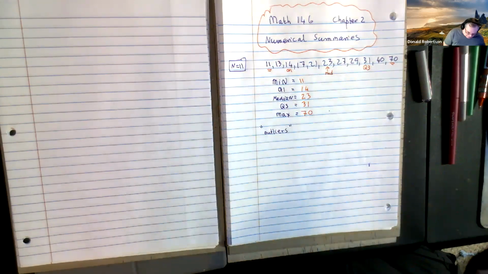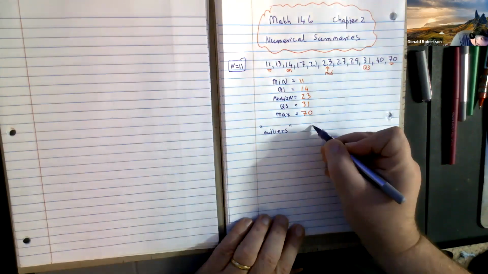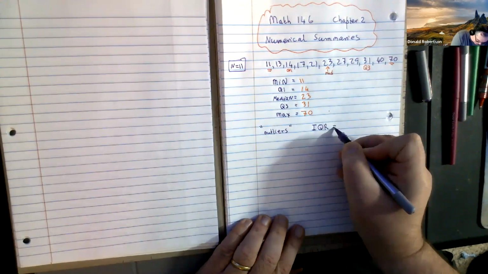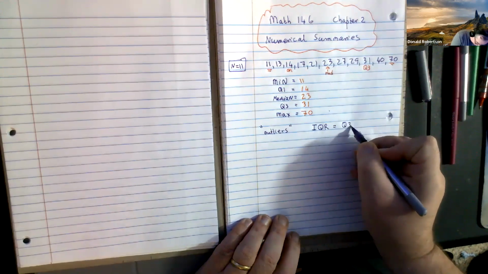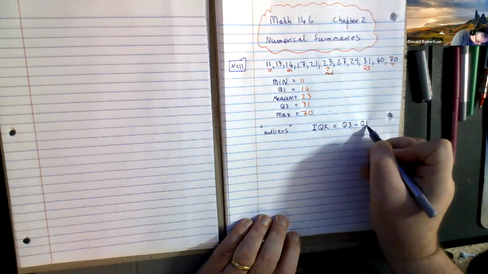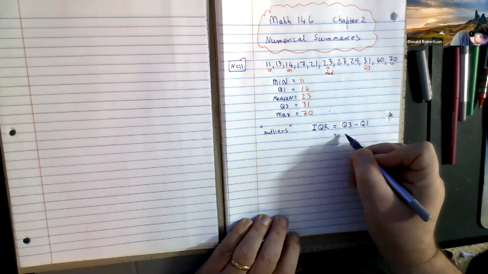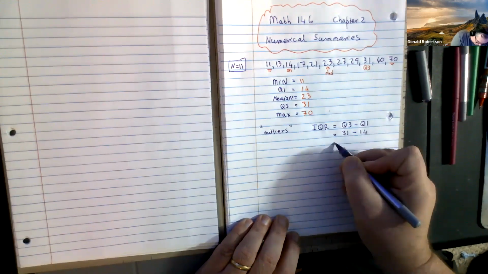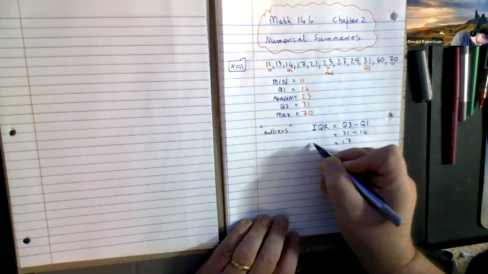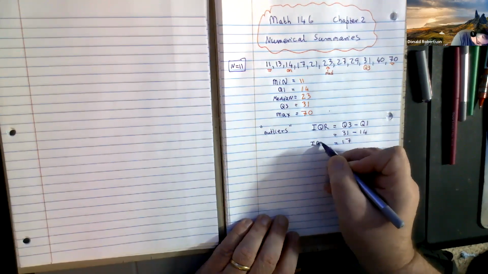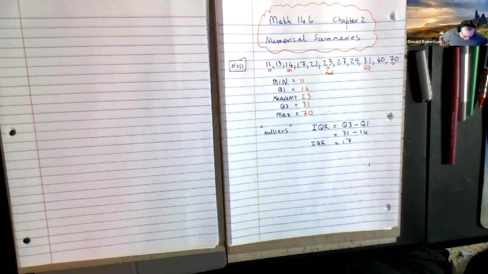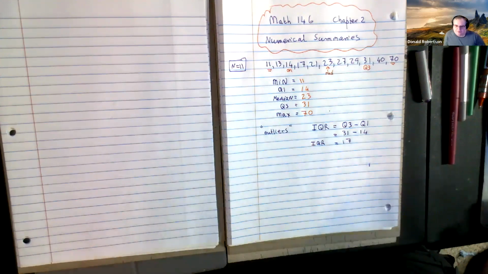Now, to be able to calculate the outliers, we first have to find a guy called the interquartile range. And he has the formula that it's Q3 take away Q1. In this case, that's 31 take away 14. And I believe that comes out to be 17. You okay about the interquartile range? We did that yesterday. Now we create an upper fence and a lower fence.